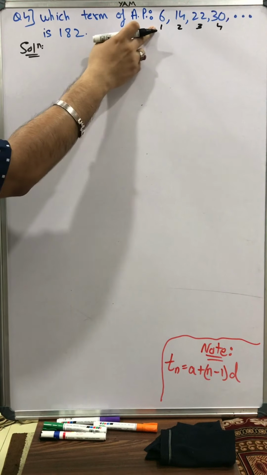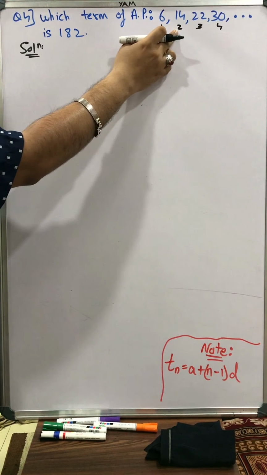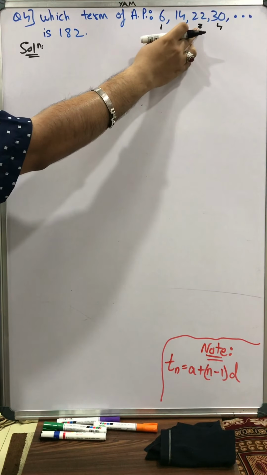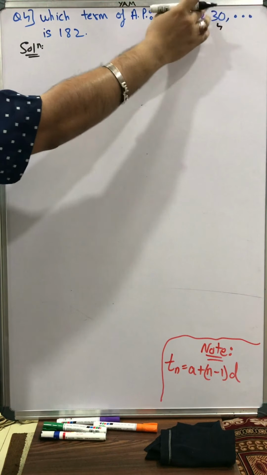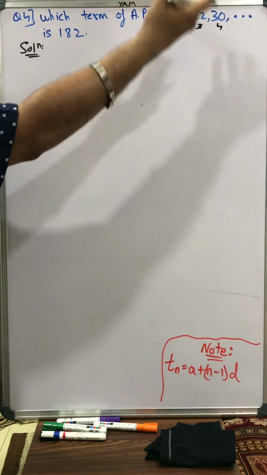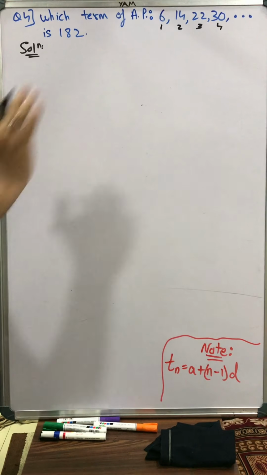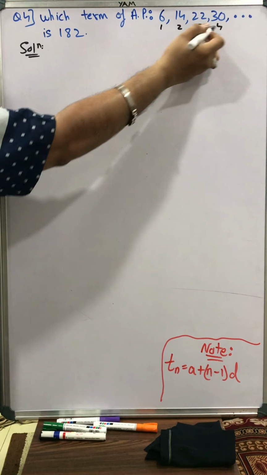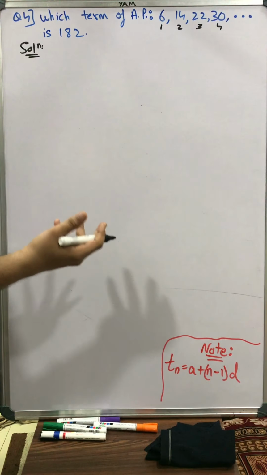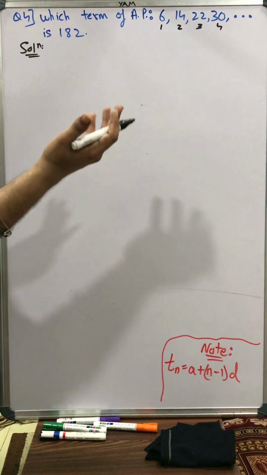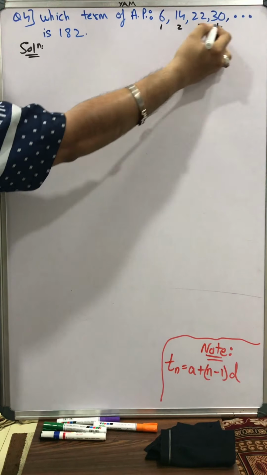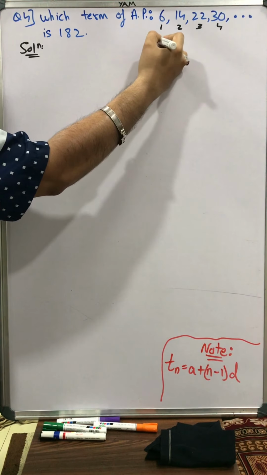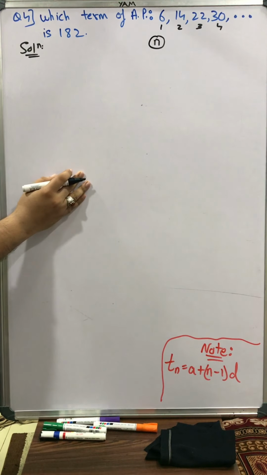So can I say my first term is 6, my second term is 14, my third term is 22, my fourth term is 30. Likewise, there will be fifth term, sixth term, seventh term, eighth term. So this with black color, what is this? The term numbers. Pay attention. The term numbers. So what is written in black color, they are denoted by small n.